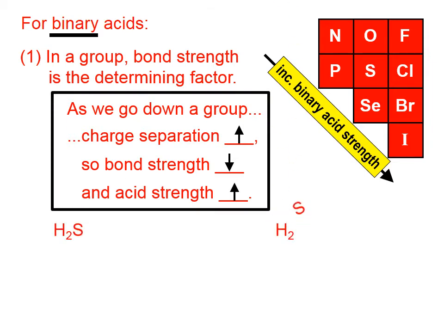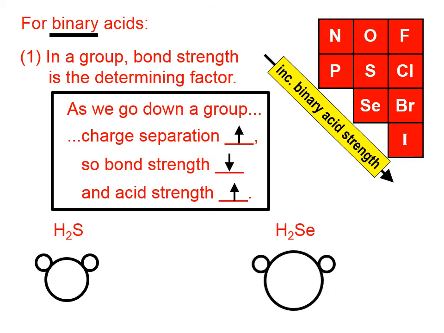Let's point out an example. Let's consider hydrosulfuric acid and hydroselenic acid. You can see that sulfur and selenium are in the same group. If we were to draw a representation of these molecules, you can see I've got the hydrogen atoms there, and then the selenium atom is bigger than the sulfur because it's got an extra layer of electrons.